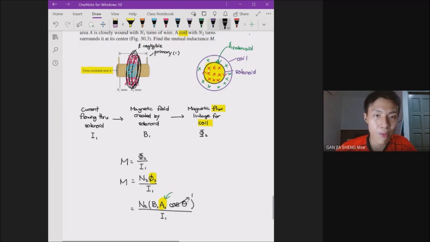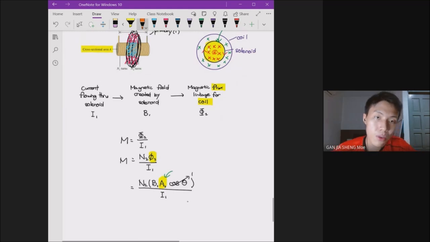If you want confirmation, the area vector is also pointing into the page. The B and the A are pointing into the page. The angle is 0, so cos 0 becomes 1. So now you end up with N2, B1, A1 over I1. But that's not the end.